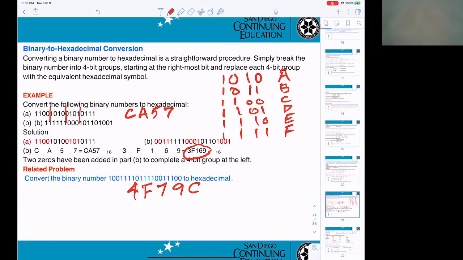How did you get this one? Okay, from right to left. 1, 2, 3, 4. 1, 2, 3, 4. Then convert it. 1, 0, 0 will be 4. So 4F79C. Correct. Yes. Thank you.